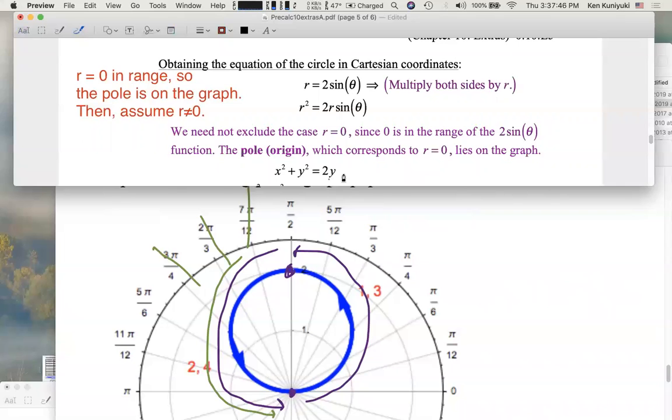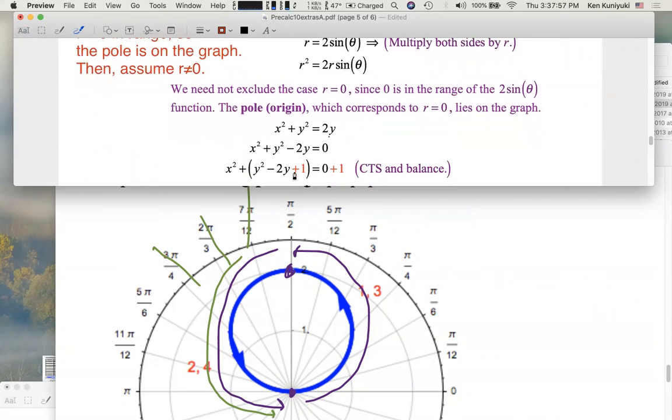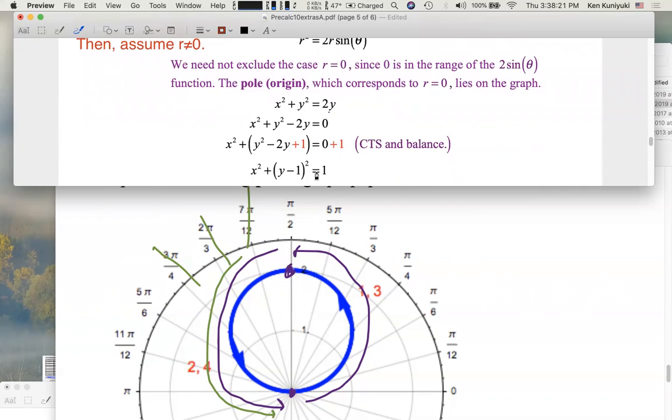Okay, now let's subtract 2y from both sides. Let's get this to the standard form of the equation of a circle. CTS: we group these terms together and use CTS, completing the square, by adding 1. If you add 1 in here, you have to balance that out by adding a 1 to the right side. Fortunately, we just have a 1 out here, not a 2 or a 3. So we add 1 to both sides. All right. Factor the perfect square trinomial here. We get x squared plus the square of y minus 1 equals 1. That's the standard form for the equation of a circle.